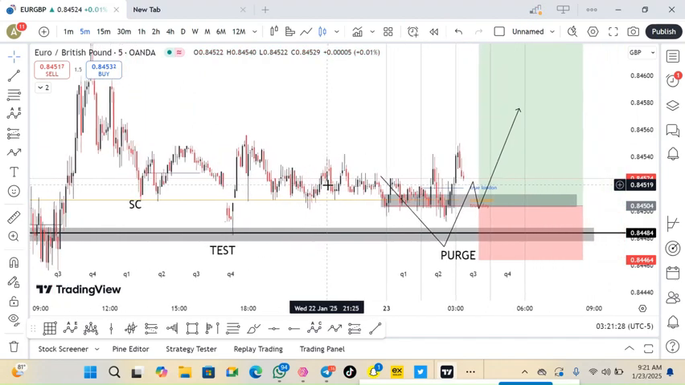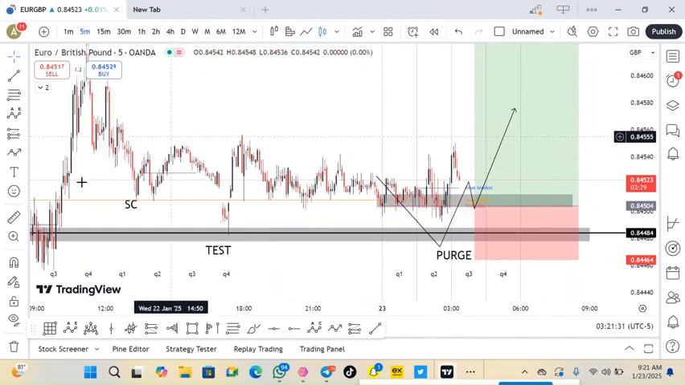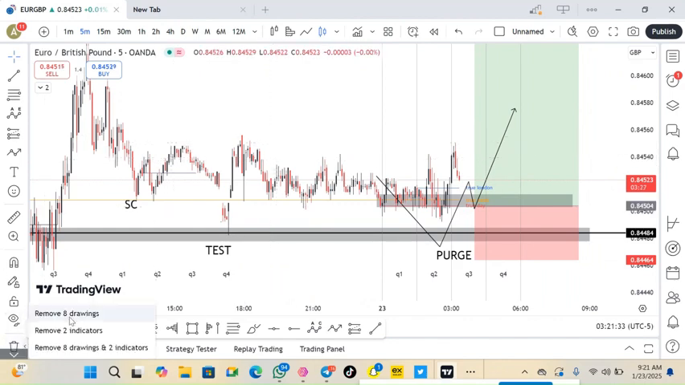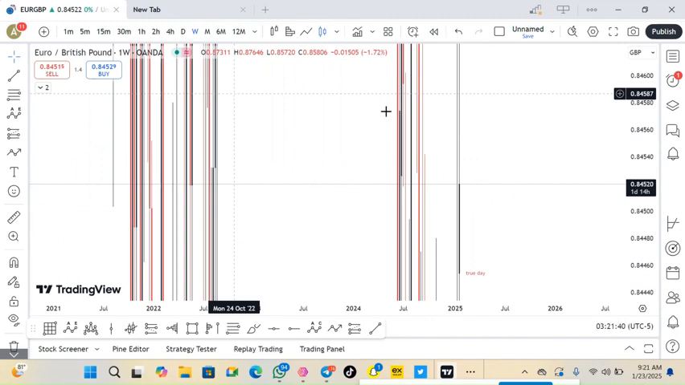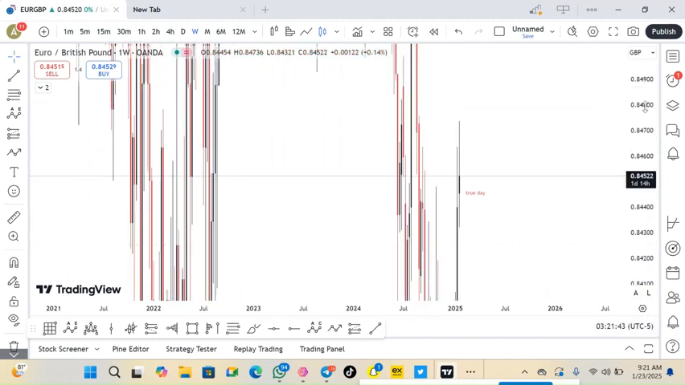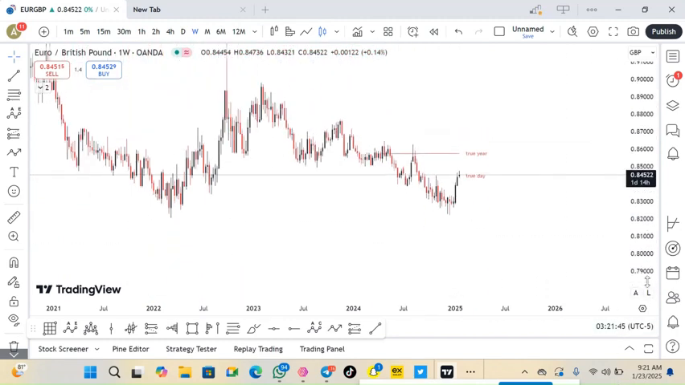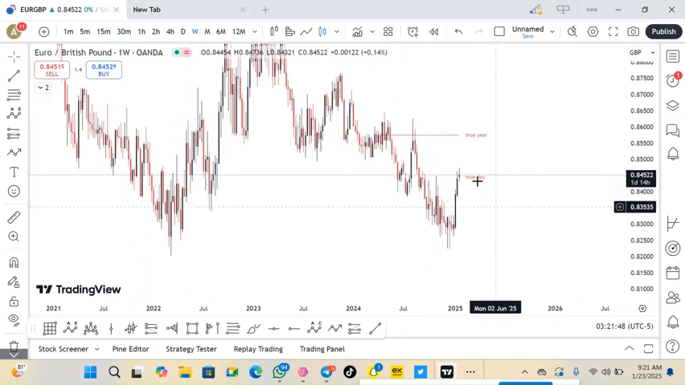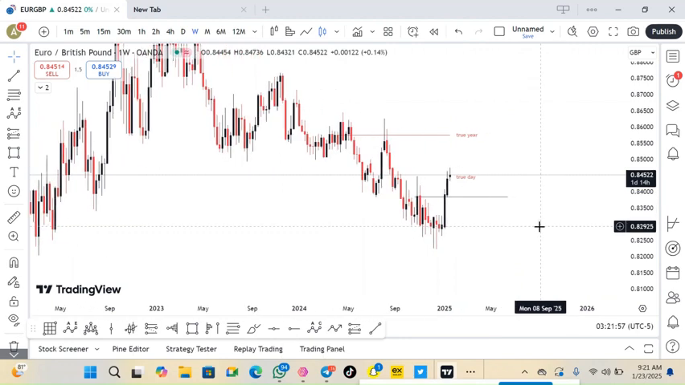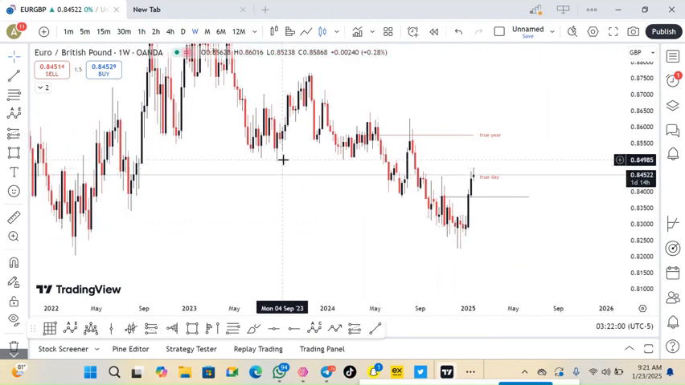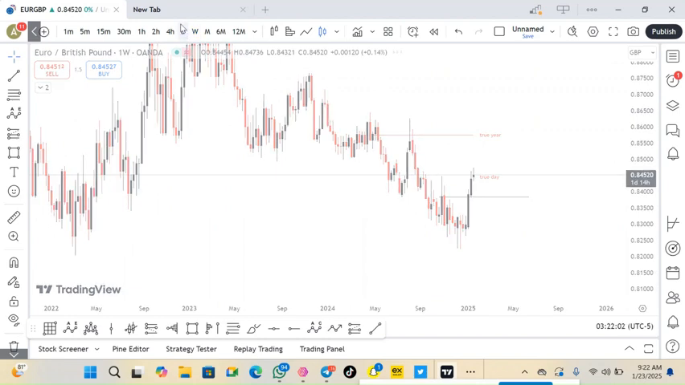Okay, let me take all this off, then we can start from the beginning. Let's look into the top down analysis for this pair. You see that weekly has already turned bullish. So if weekly has turned bullish, what are we looking at? We'll look at daily to see what is happening on daily.